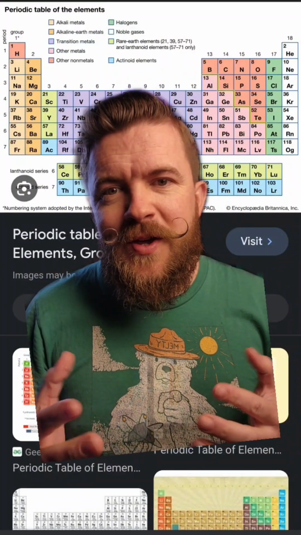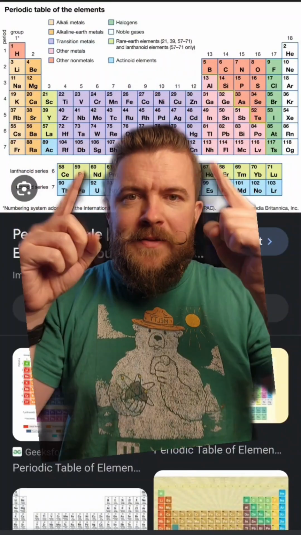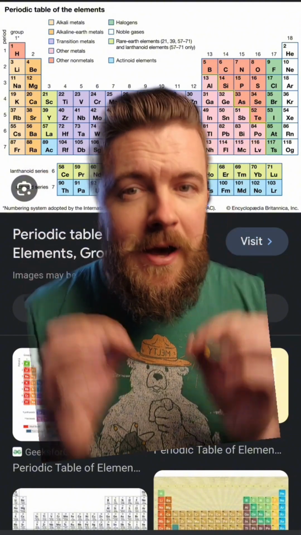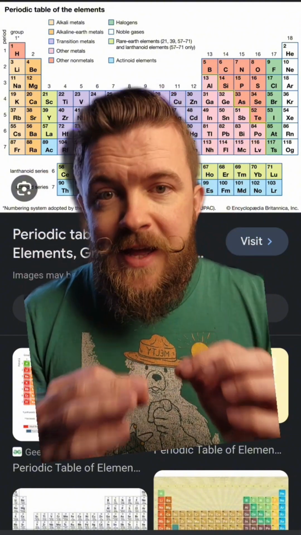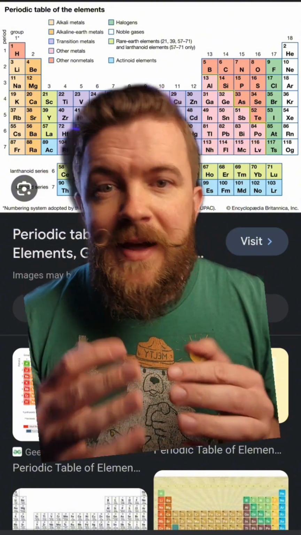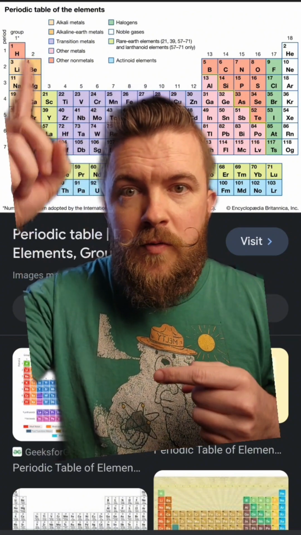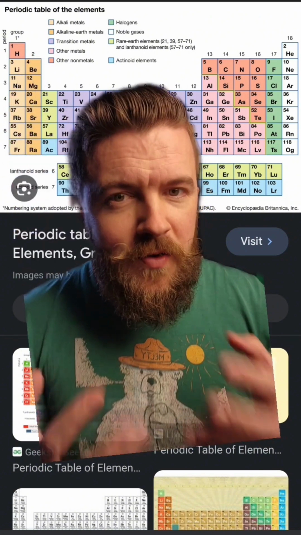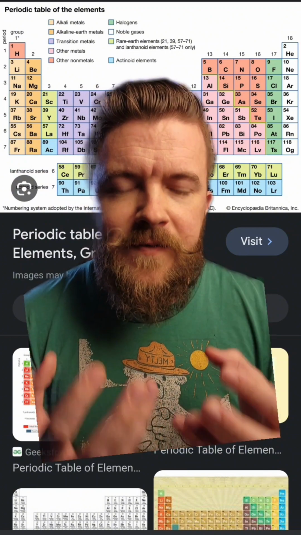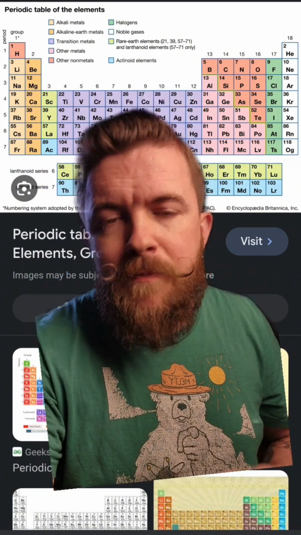The first thing we need to know is what the heck is an isotope? So we're all pretty familiar with the periodic table of elements. This here tells you how many protons are in the nucleus of an atom. And the number of protons tells you what element you have. It also tells you how it's going to behave chemically. But this is only a part of the story.